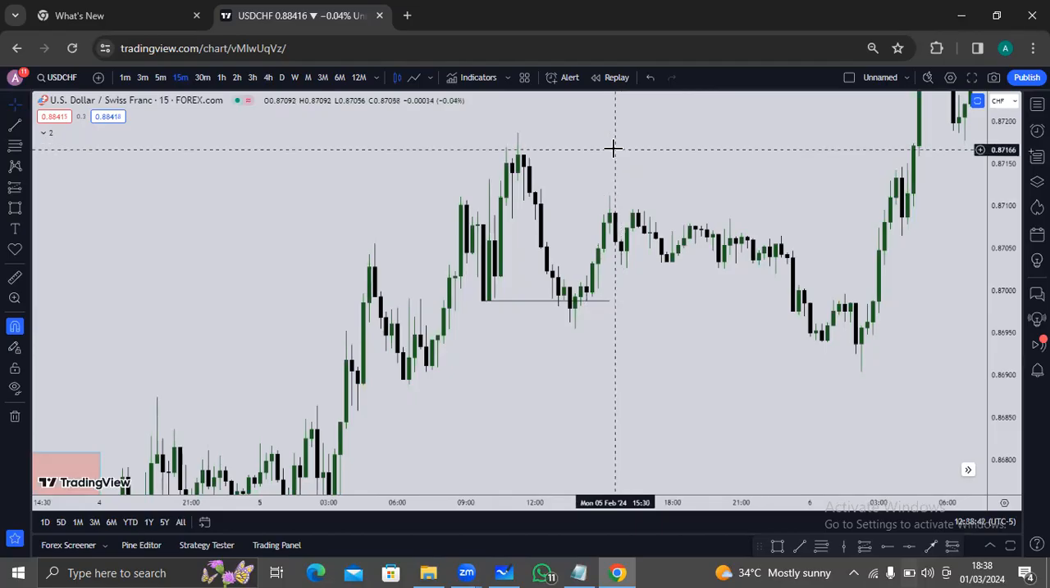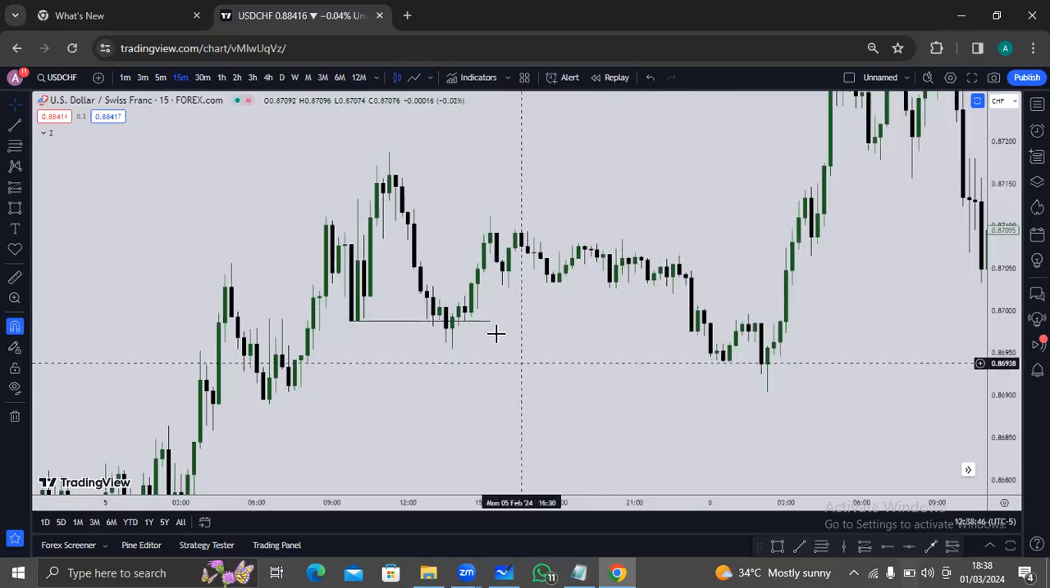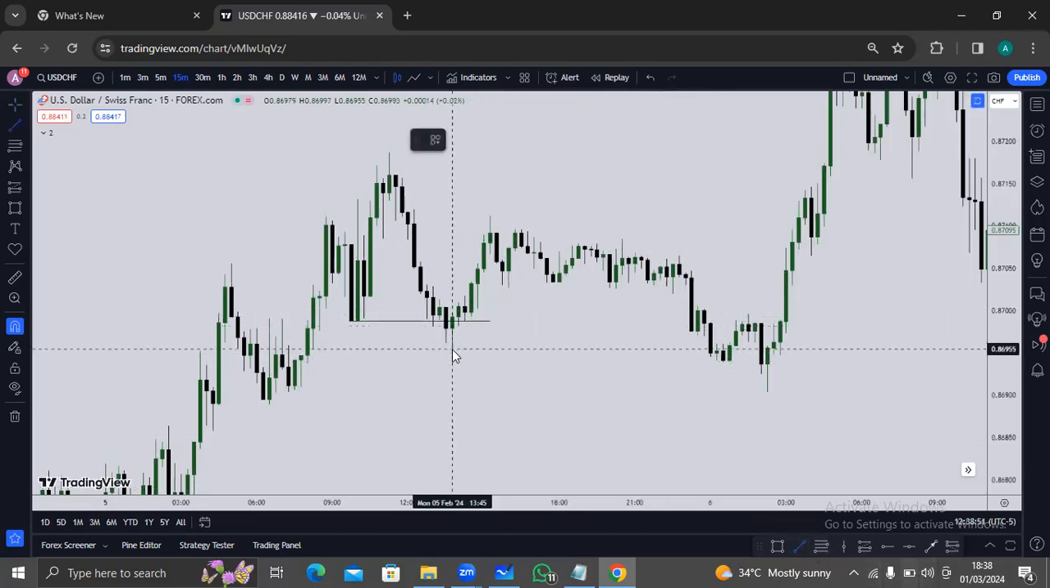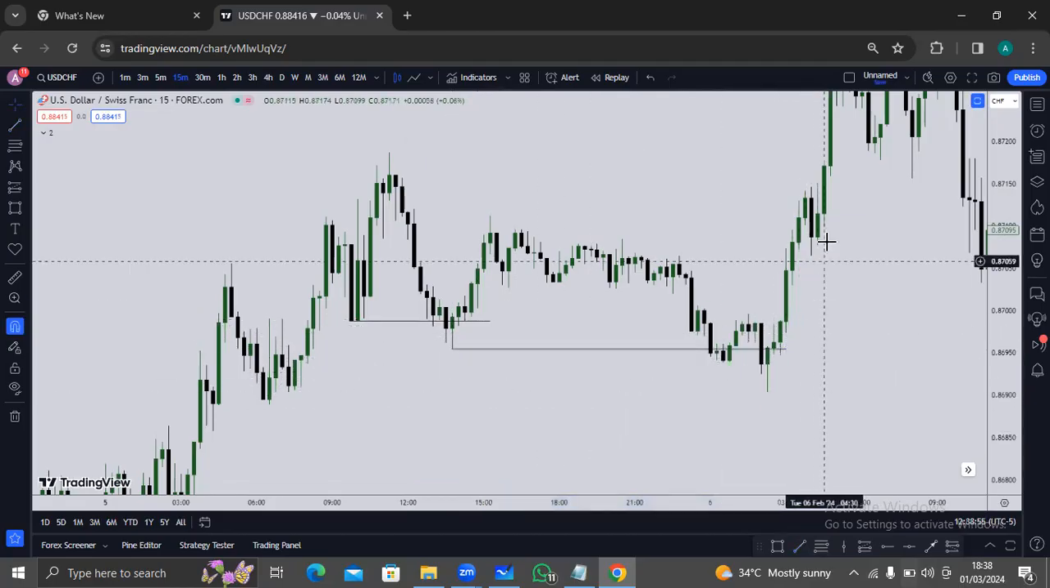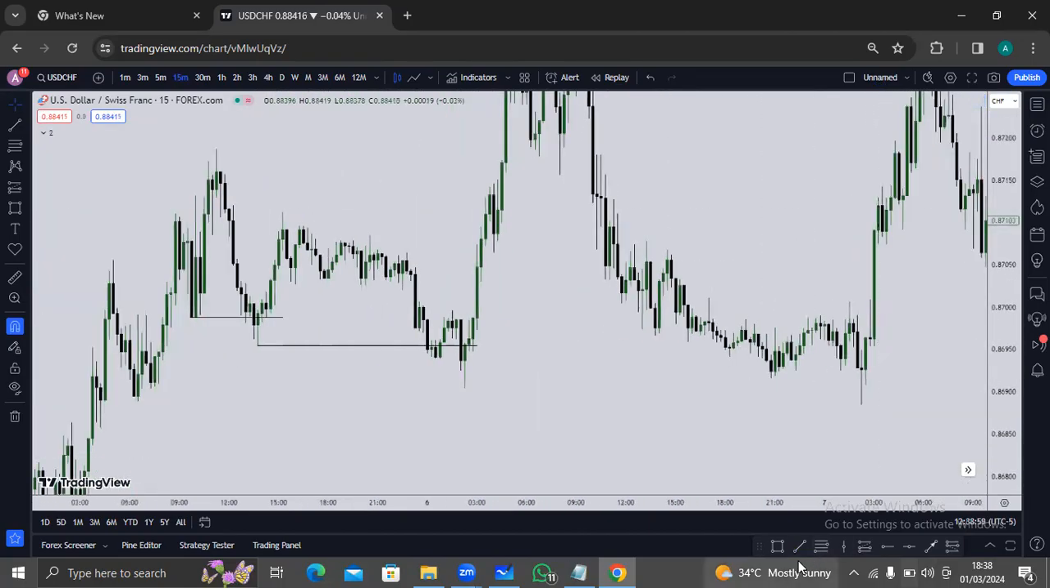I don't know if you're following me. Just try to understand what I'm saying over here. Now you see over here also we have the liquidity here. These are all liquidities. Price takes out the liquidity and price goes up. So price moves from liquidity to liquidity.